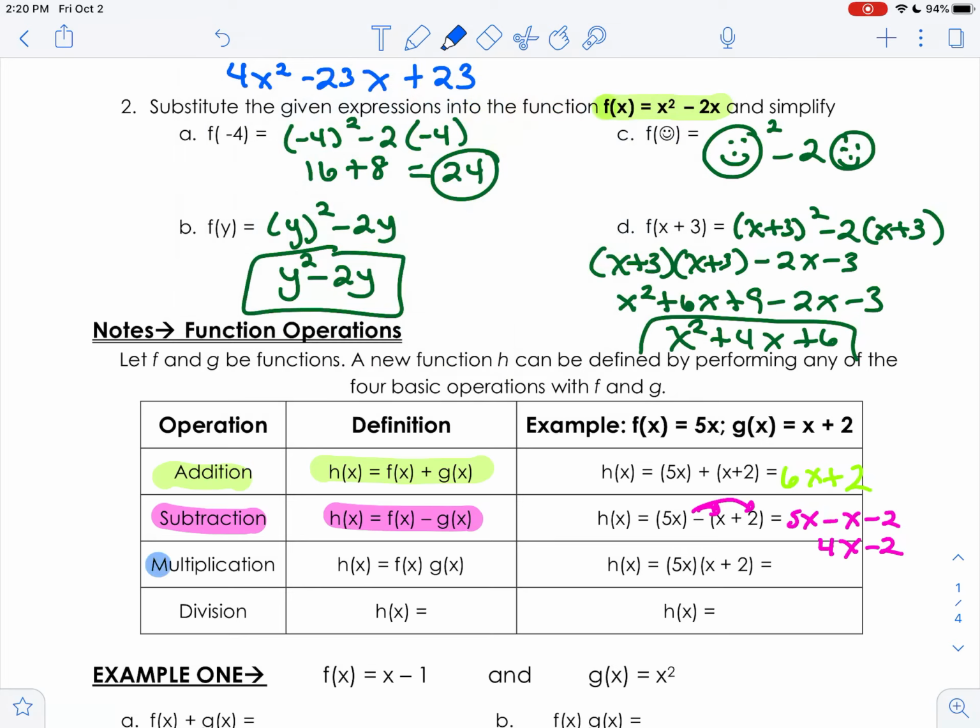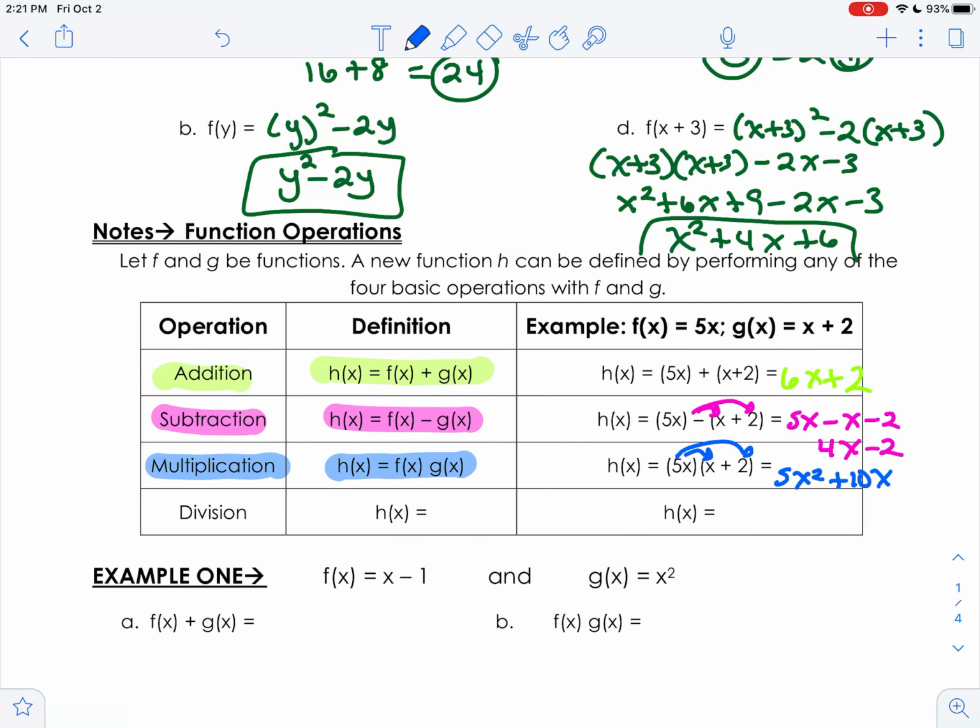Okay, so let's try multiplication. So for multiplication, that could be distributive, it could be FOIL. They'll ask you to do f of x times g of x. In this case, since it's a monomial times a binomial, it's just a little distributive. We'll get 5x squared, and we'll get plus 10x.